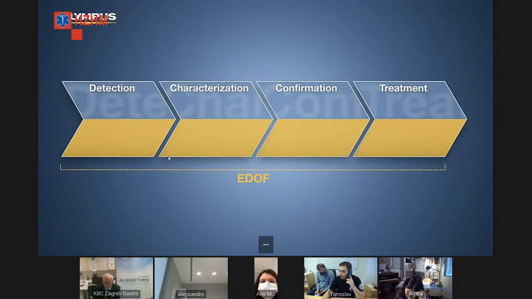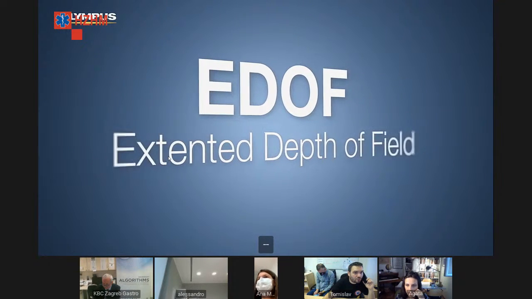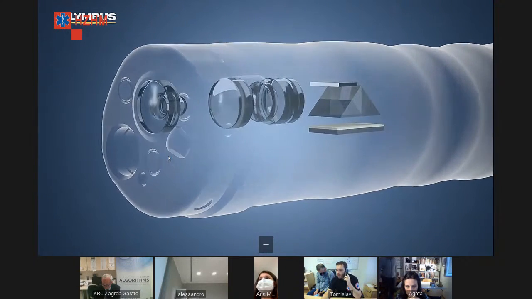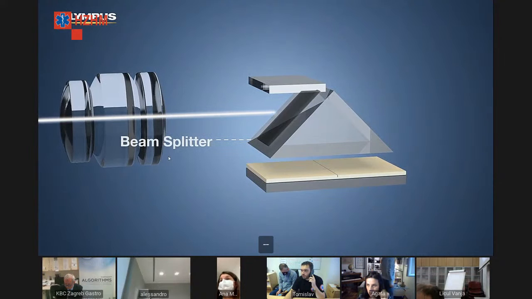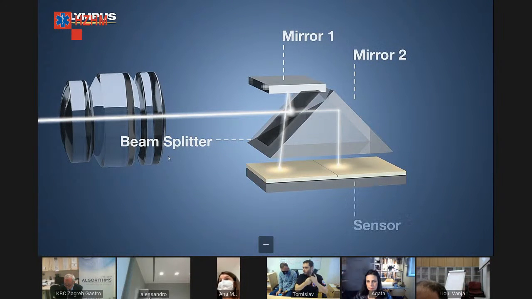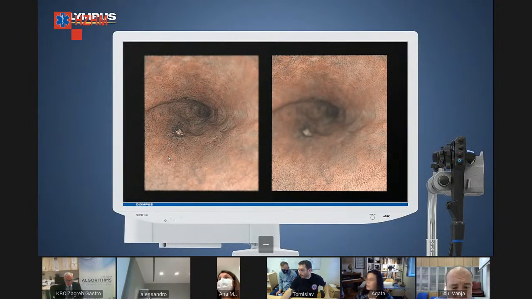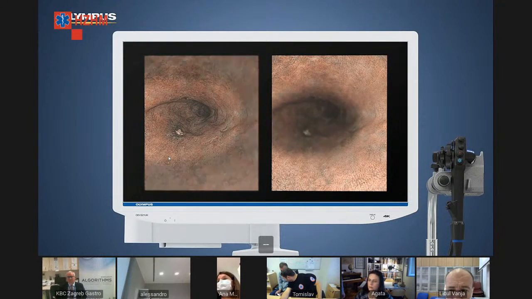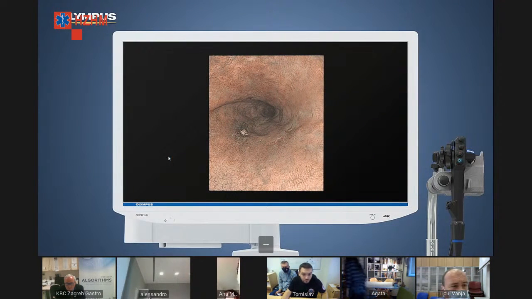Edop provides a continuously sharp image at any point in the endoscopic workflow. Edop stands for Extended Depth of Field. The incoming beam of light is divided by the beam splitter and reflected via two mirrors to the sensor. This technology projects two images with identical content that, however, exhibit different focal lengths and combines those images into one image in total focus.